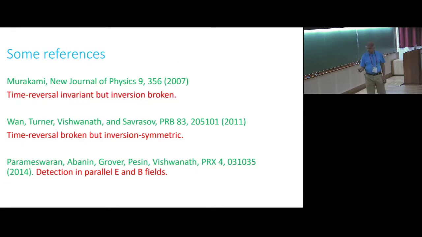So in fact, the very first Weyl semimetal was the one that was inversion broken and time reversal symmetric, and that was discovered in this paper. And then the opposite, time reversal broken and inversion symmetric, was discovered by Ashwin and collaborators in 2011. And they further pointed out that there were these very important topologically protected surface states, which are the surface Fermi arcs, and they'll play a very important role in the work that I'm going to describe. All right.